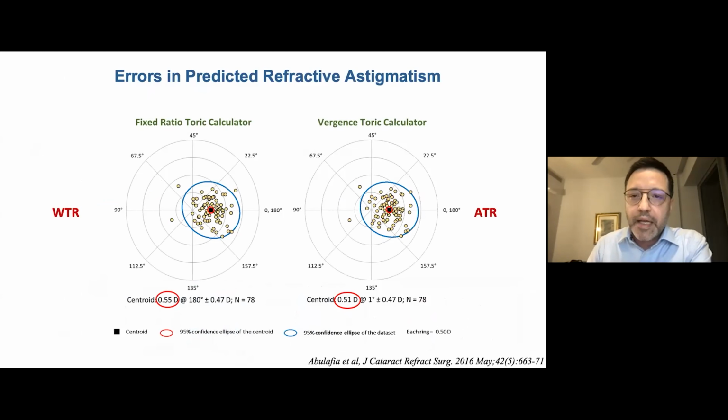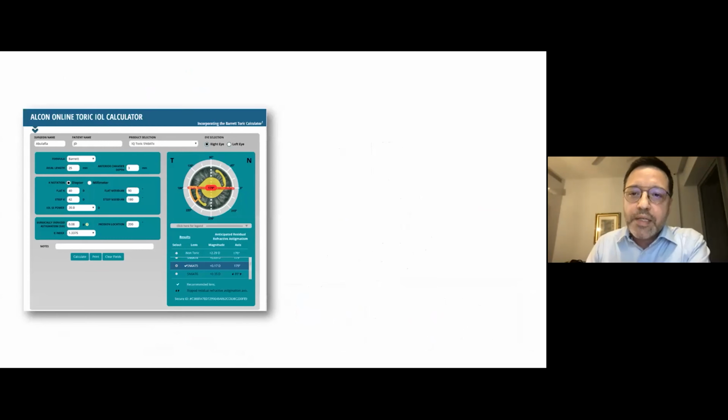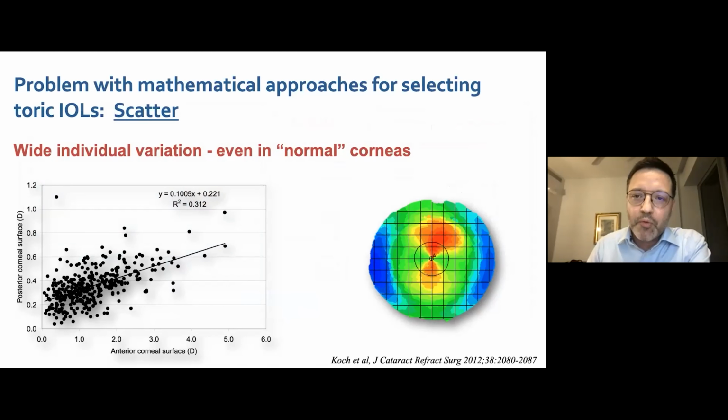So here you can see again the against the rule prediction errors using standard anterior corneal measurements. And this is how it looks after applying a mathematical model. Now, many of us use mathematical models in our daily practice. Some are fully integrated, like the Barrett toric calculator, while others are available as an on and off option. But the problem with mathematical approaches for selecting toric IOLs is scatter, since there's a wide individual variation even in so-called normal corneas. So ideally, we should measure the posterior cornea directly.